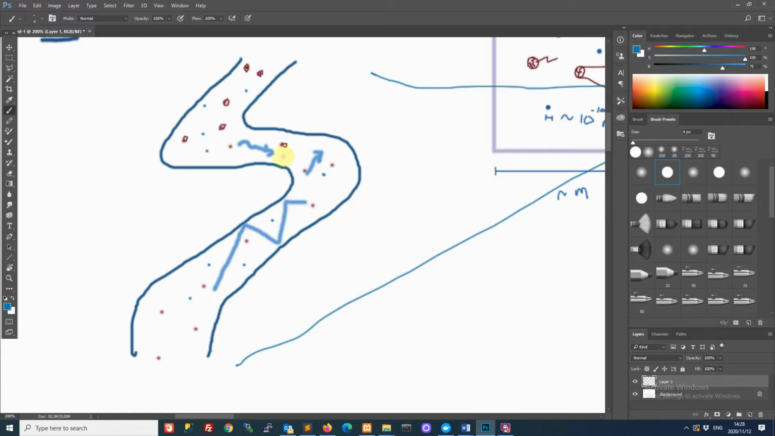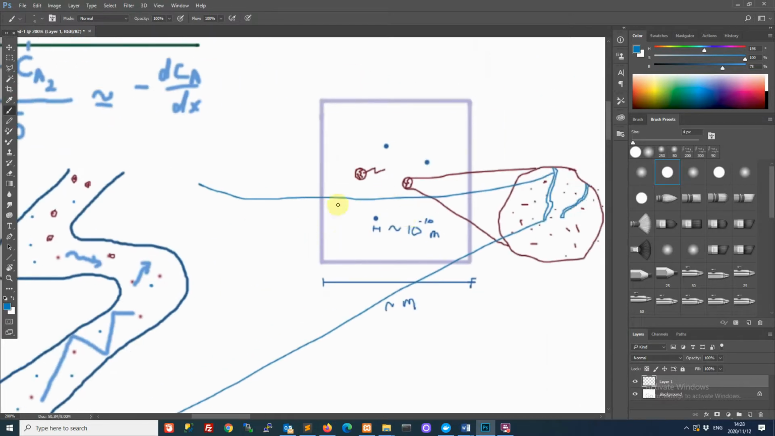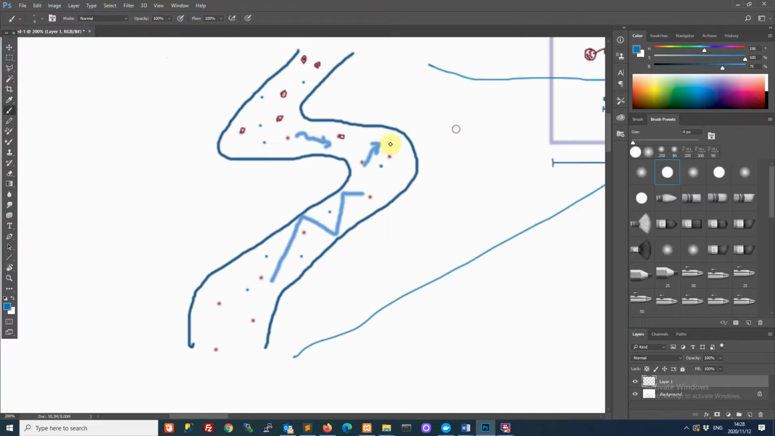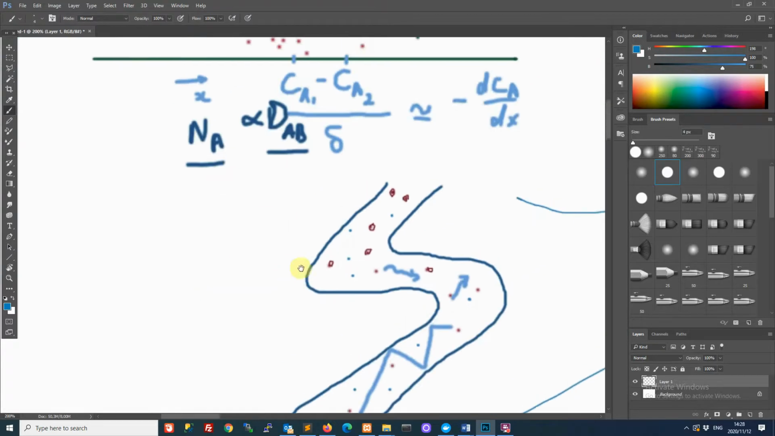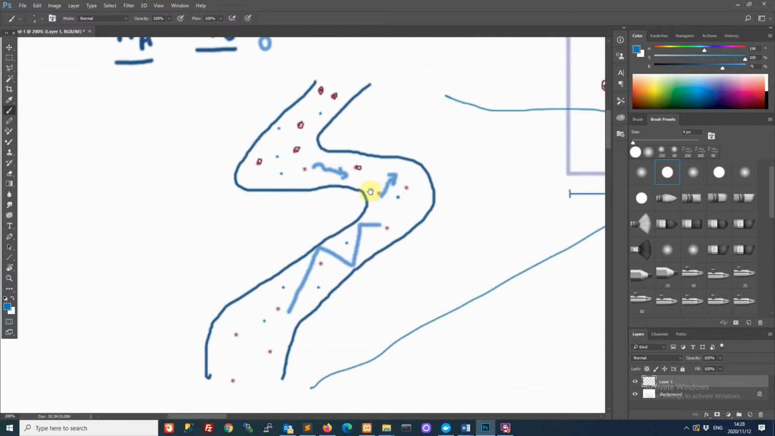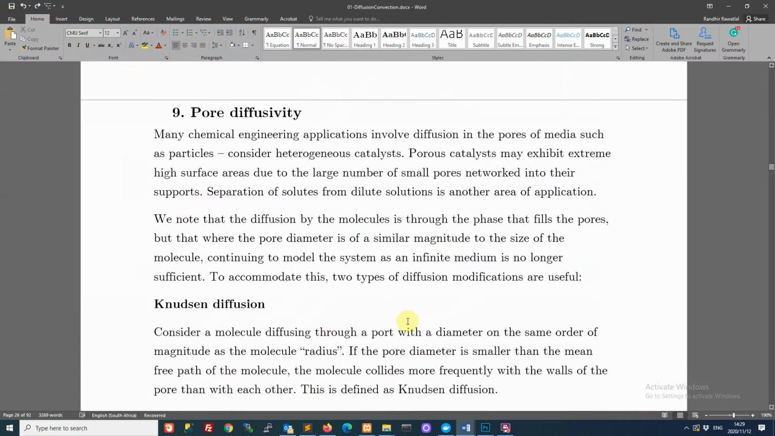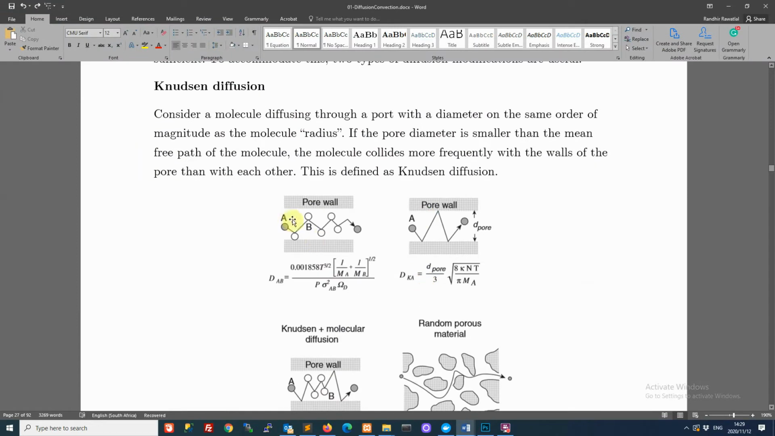Then in this situation, we can no longer rely on the pure binary phase estimates of diffusivity. Now there's an additional interaction, which is collision with the walls, which is going to influence our tendency of molecules to move around. So if that's the case, we have to factor in this kind of interaction. And this was well studied by the researcher Knudsen, and we have the corrections that we are going to describe now.